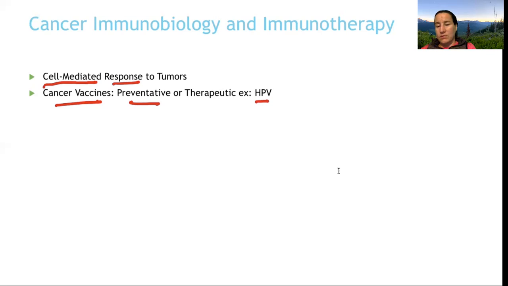One of them is called Provenge, and it is for prostate cancer treatment, to attack that. There's another one for melanoma treatment.